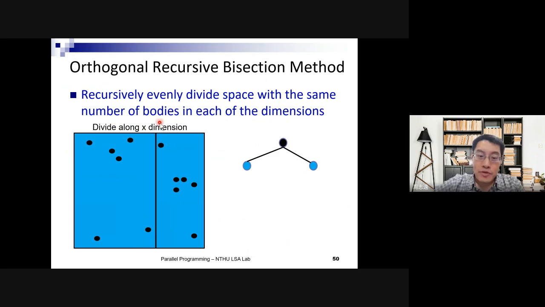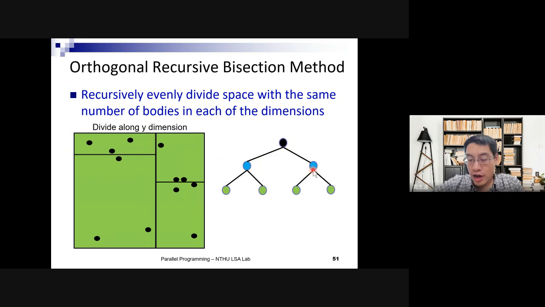For example, we start with the x dimension. We try to find a point along the x dimension that will evenly divide the objects in the space. For example, this is the position we find. That's how we determine where we partition the space. As you can see, the number of dots on both sides is roughly the same. Again, same as before, we build this tree, and because every time we ensure the number of items in each space is equal, we can always generate this binary tree.